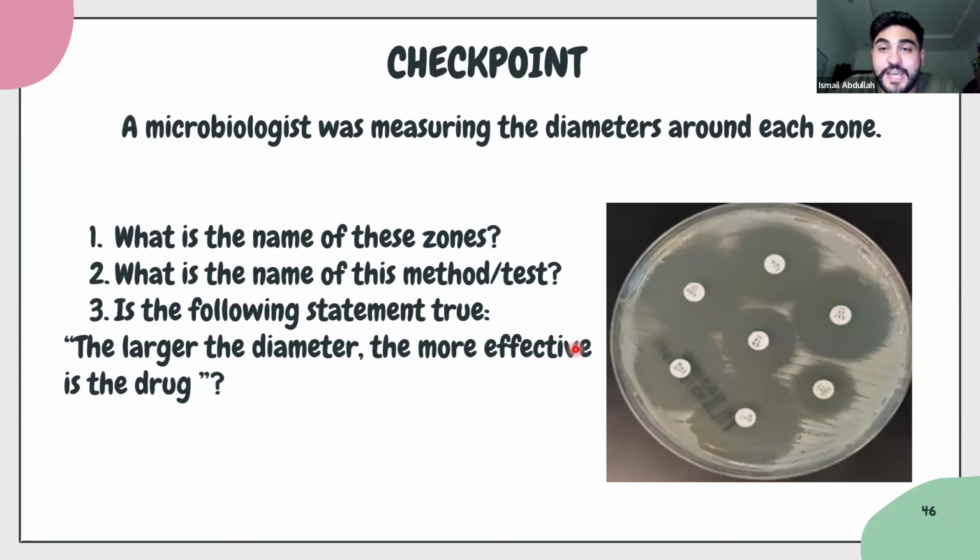A microbiologist was measuring the diameters around each zone. What is the name of these zones? Anyone? Inhibitory zones. Yep, inhibitory zone. Correct. What's the name of this method? Kirby-Bauer. Yeah, Kirby-Bauer. Now, do you think this is true? The larger the diameter, the more effective is the drug? No, not really. Why?